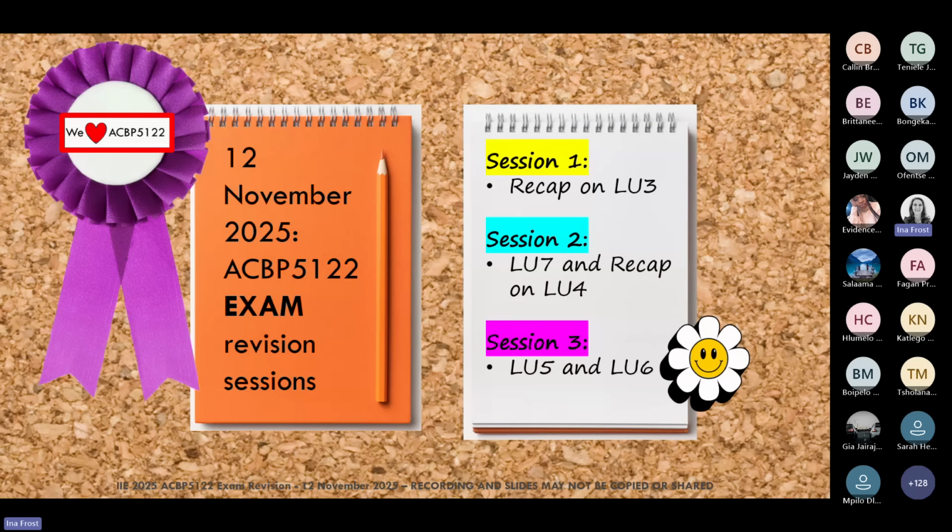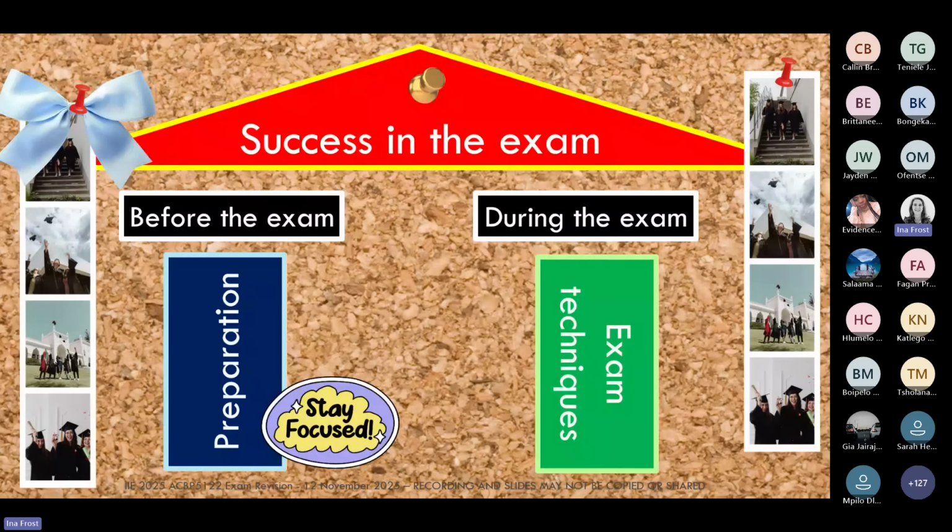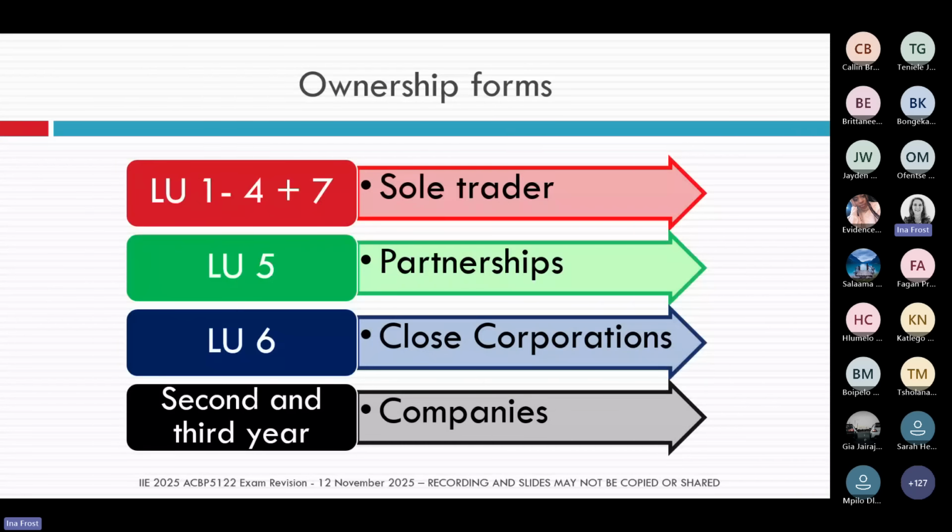Okay, so we're in our third and last session, and in this one, we're going to go through learning units 5 and 6. Remember then, your path to success has got two pillars. One, it's all about preparation, and the other one is about your exam techniques. In first year accounting, we show you 3 ownership forms. Most of first year accounting goes around the sole trader, but then in learning units 5 and 6, we introduce you to 2 other ownership forms, namely the partnerships and the close corporations.